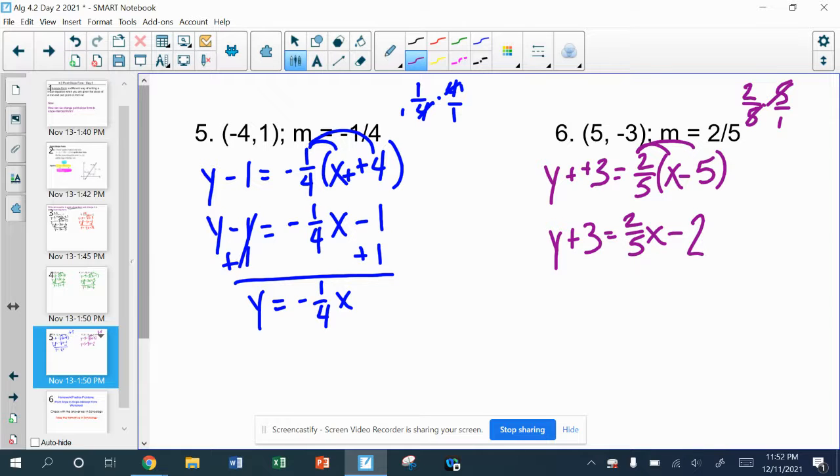And then my last step again is just to get rid of the number that's with the y. So we're going to subtract 3. So y equals 2/5 x minus 5.